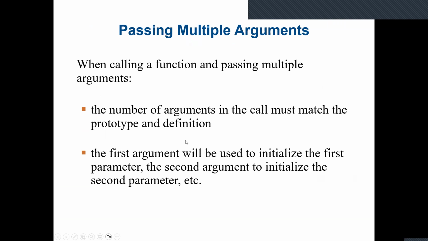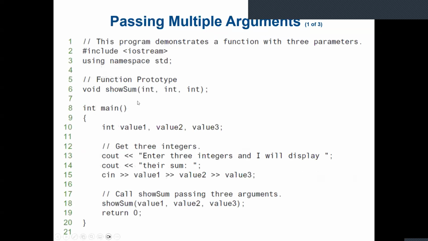Later, we will discuss overloading a function, where we have the same function name, but the arguments don't match. Now, the first argument will be used to initialize the first parameter, the second argument to initialize the second parameter, etc. So that's the example here. We have a function named showSum. It takes 3 int arguments.